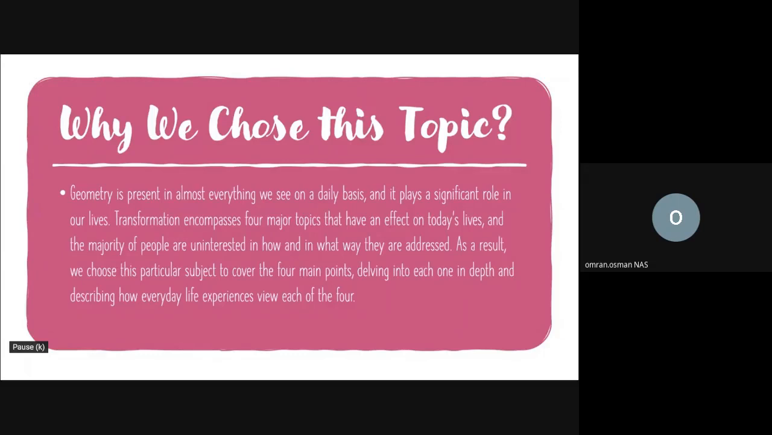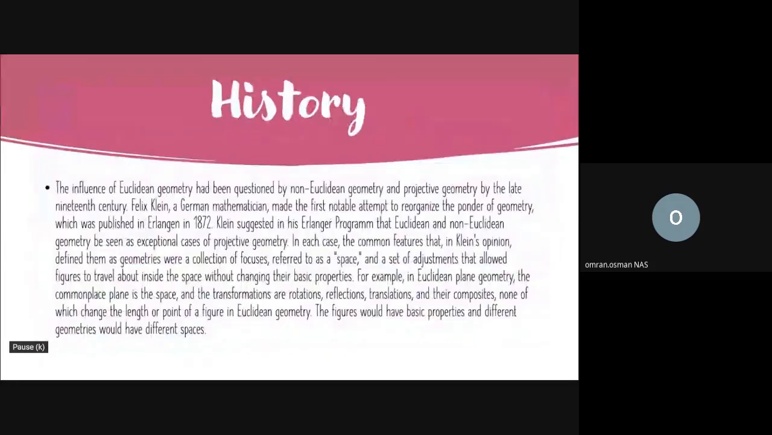Transformation covers 4 major topics that are rotation, reflection, dilation, and translation. Now, a lot of people seem to be uninterested in how and why they're addressed in our life. And as a result of that, we chose this particular subject to cover those 4 topics and deep dive into each and every one of them and see how they are related to our daily life experiences and how we use them.